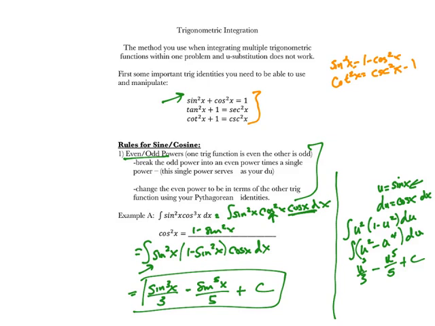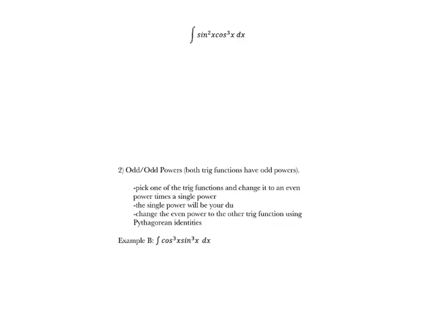Second case scenario is if you have odd powers for both trig functions. Then you can choose which trig function you want to change. So if I have both cosine cubed and sine cubed, I can decide, do I want to change cosine or do I want to change sine? Well, since our du last time was cosine, let's make our du this time be sine.